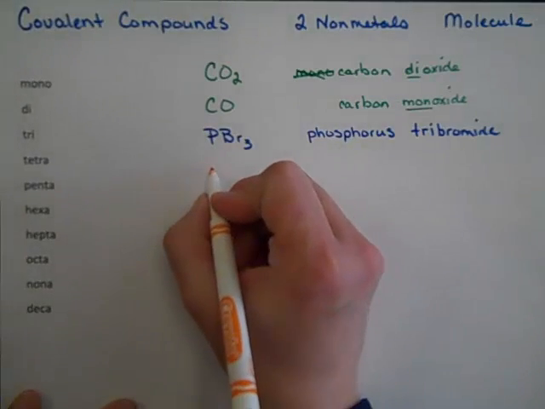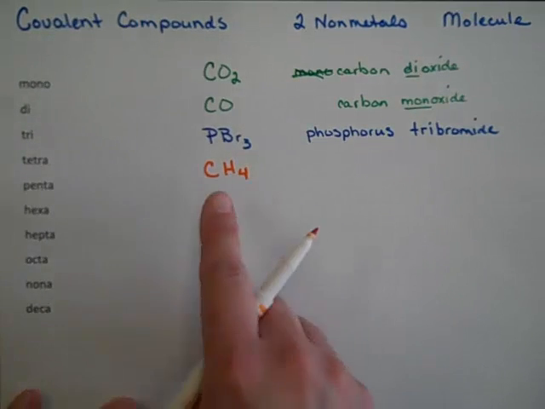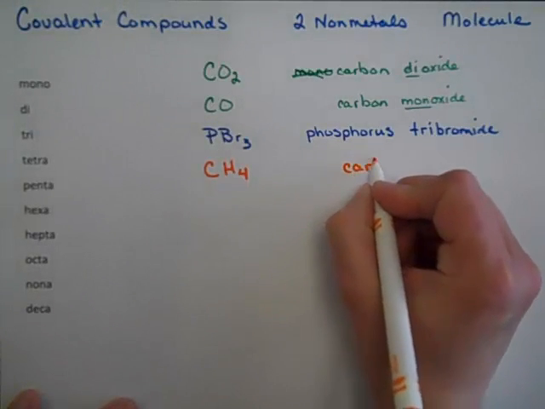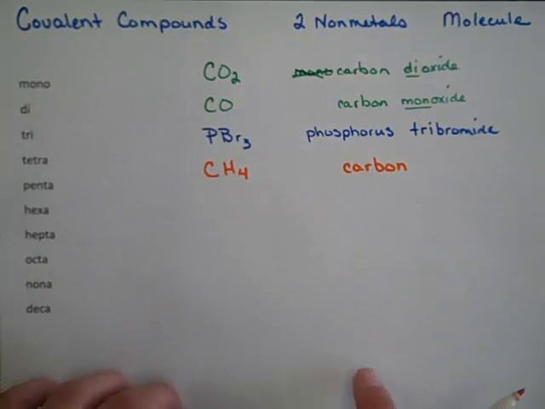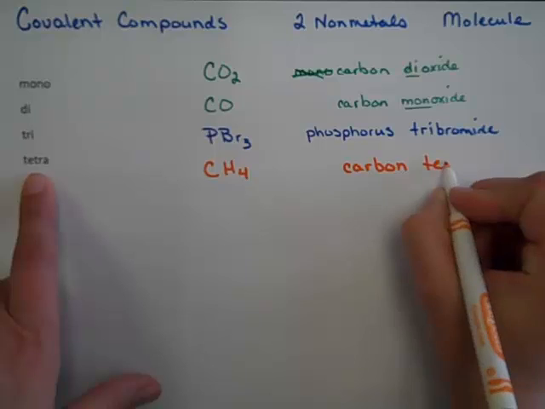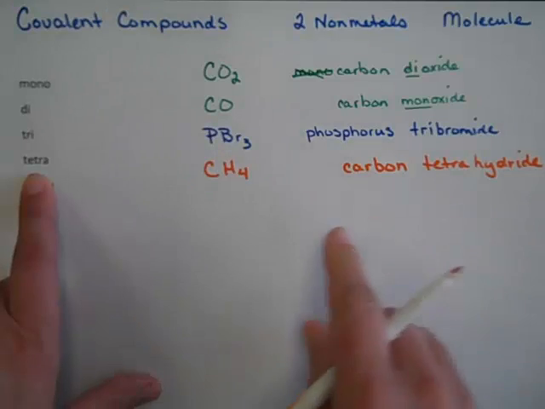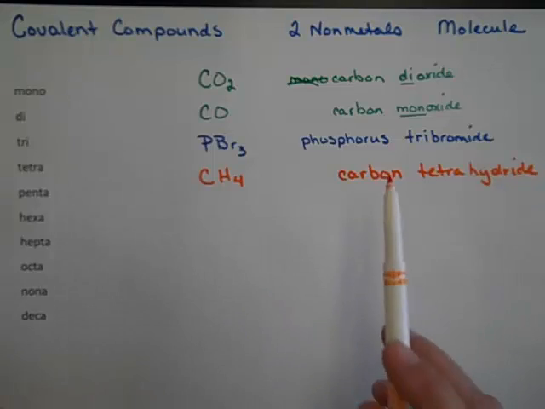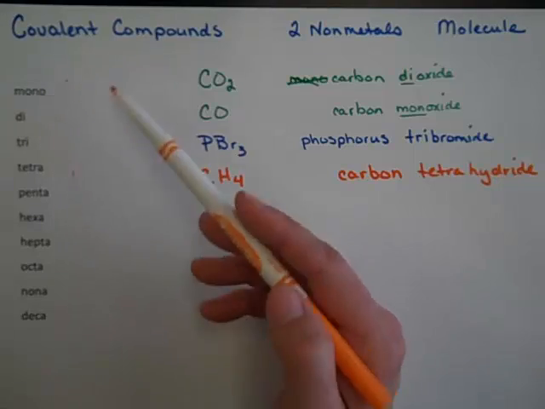Now what if we have CH4? Well, we have carbon, and we have one of them. Keep using carbon here. We've got carbon. We have four hydrogens. So the prefix for four is going to be tetra. Hydrogen, we're going to change to hydride. So we have carbon tetrahydride. Anytime that we have two nonmetals, we're going to use these prefixes. Okay, so these are things that you will have to know.